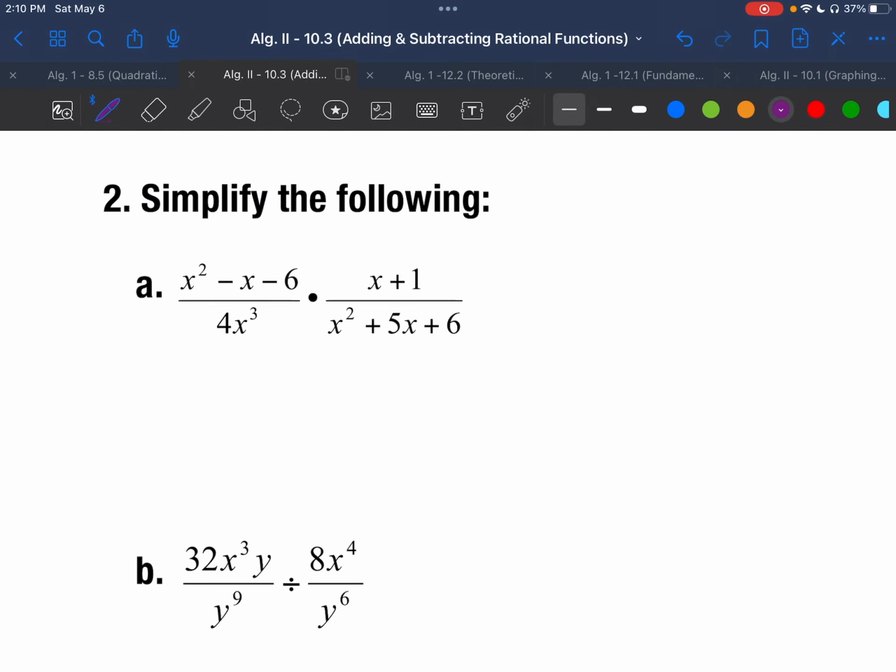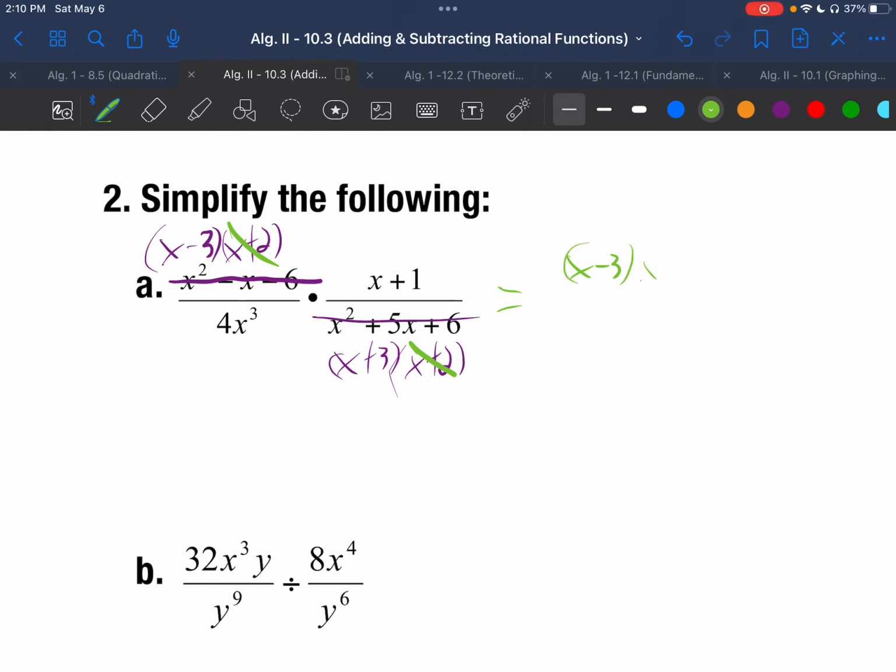Next, simplify the following. So we factor the top left and the bottom right. Those are the only two that can factor. Top left factors into x minus 3 and x plus 2. Bottom right, x plus 3 and x plus 2. Once again, those can be in either order. We say, hey, diagonally and vertically, what can we reduce? The x plus 2's can be reduced, and that's it. So at the top, you get x minus 3 and x plus 1, which you can just leave factored. On the bottom, you get 4x cubed times the quantity x plus 3, which once again, you can leave factored as well. I'm fixing my 4x cubed there.